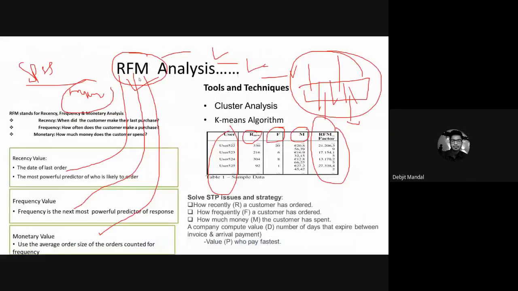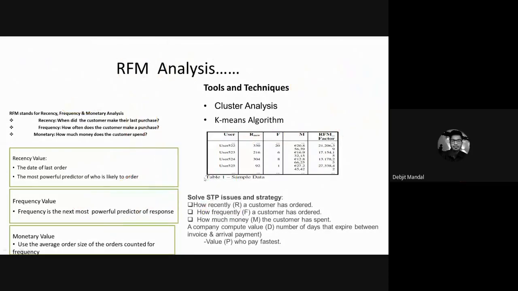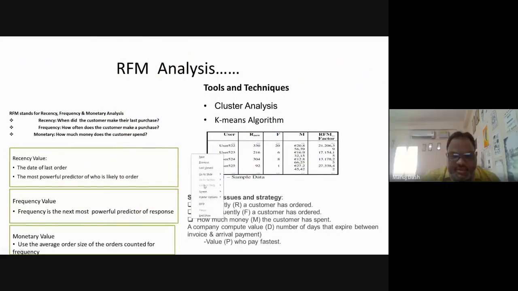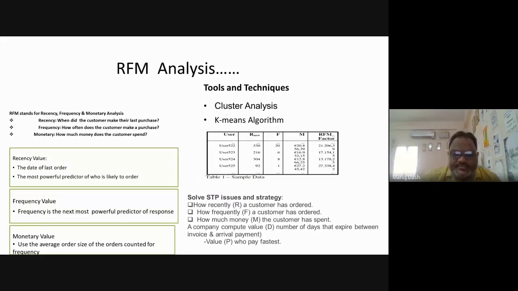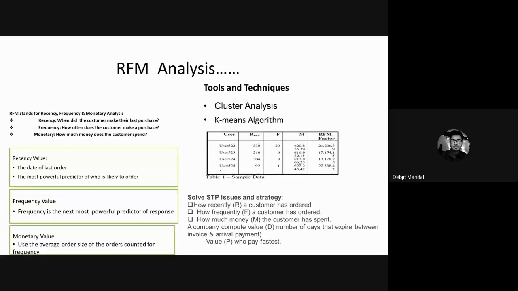Sir, whenever we buy products online from portals like Amazon, Flipkart, or JioMart, after buying two, three, or four orders, we get loyalty benefits, right? Are these loyalty benefits being calculated from RFM analysis?